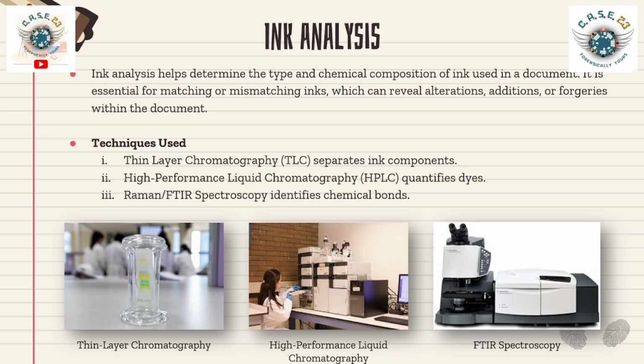And the third is Raman and FTIR spectroscopy. These methods help identify the actual chemical bonds in the ink. The ink has some chemicals in it, right? So Raman and FTIR spectroscopy can differentiate the chemical bonds present in the ink. This means we can compare the ink structure at the molecular level. This can really help in forensic analysis.